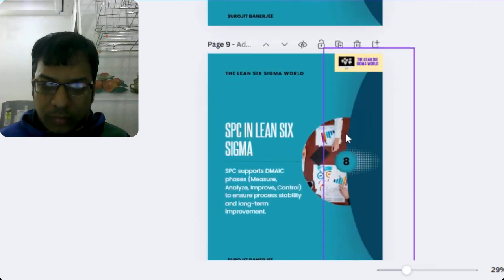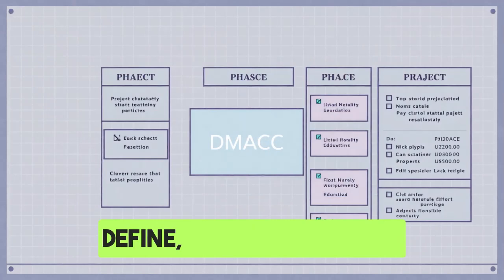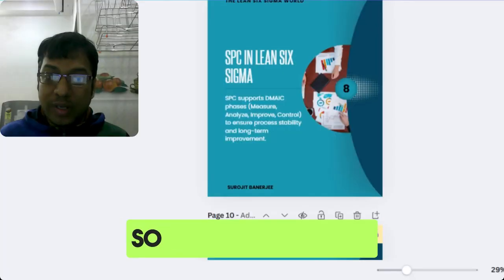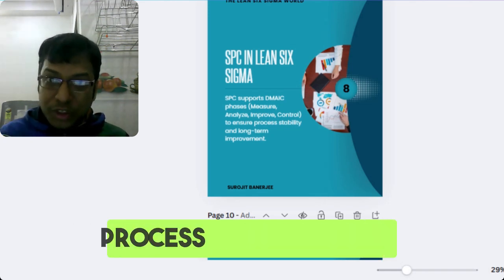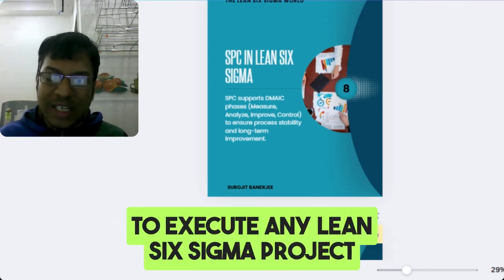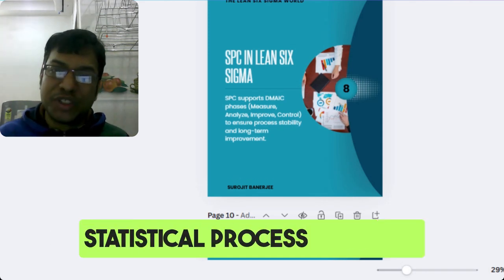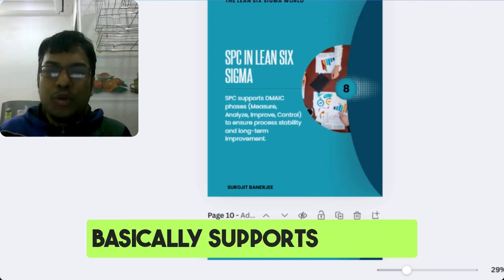Now SPC in Lean Six Sigma. SPC supports DMAIC phase: define, measure, analyze, improve, and control. So it helps to ensure process stability and long-term improvement. That's why statistical process control is one of the significant and important tools in Lean Six Sigma. To execute any Lean Six Sigma project, you need the help of statistical process control. And in statistical process control, you have so many tools which basically support the SPC.